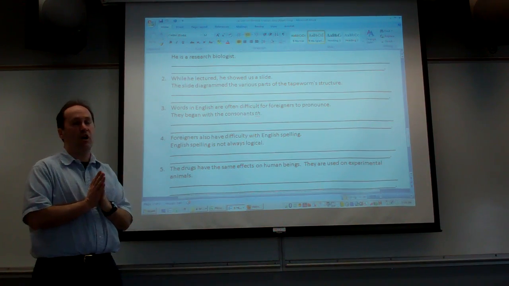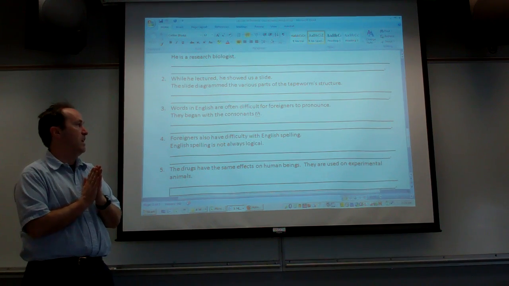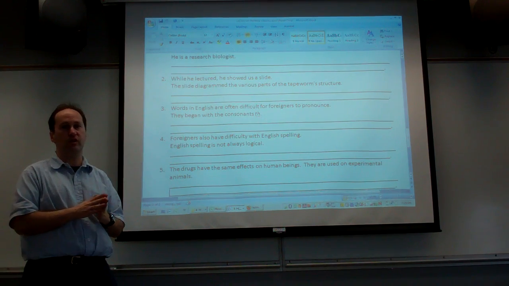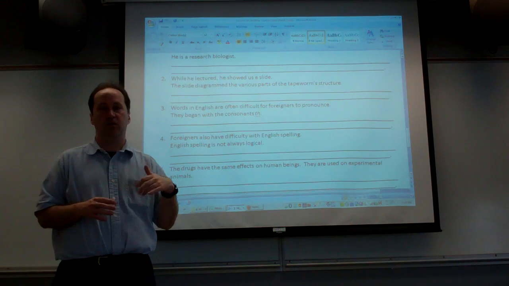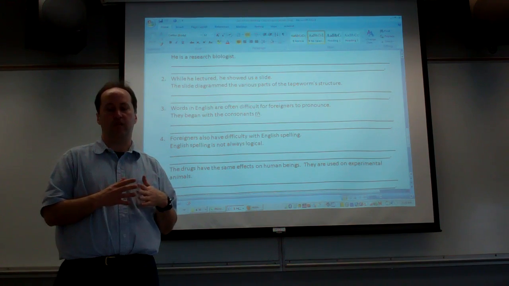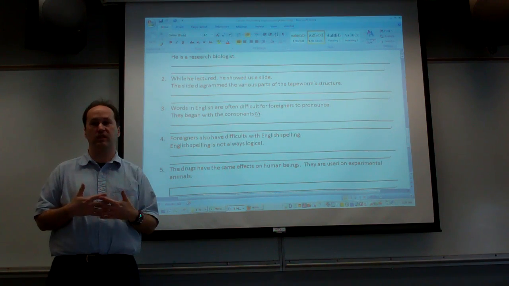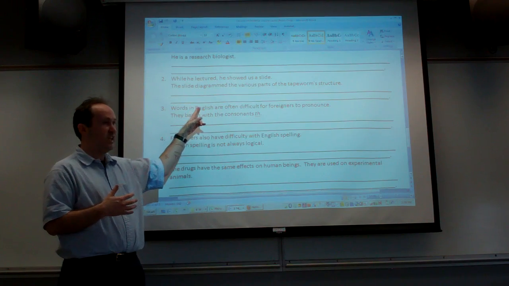Words in English are often difficult for foreigners to pronounce. They began with the consonants TH. This one's a little bit harder, but I know we can do it. Okay, what is the phrase, or what is the word that links these two sentences together? Good, words in English. Good.